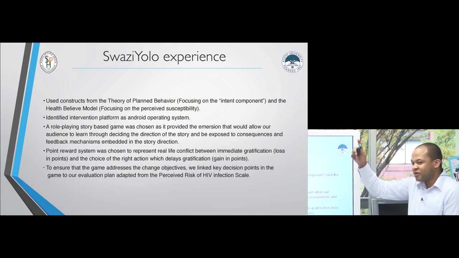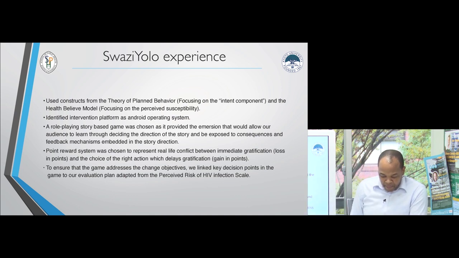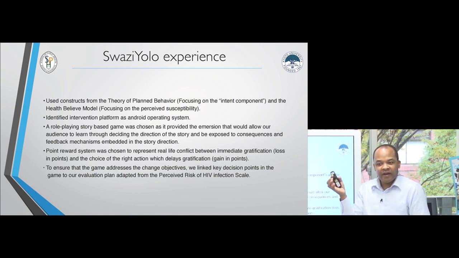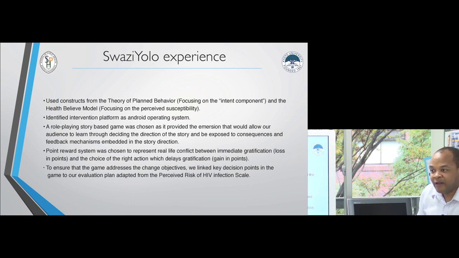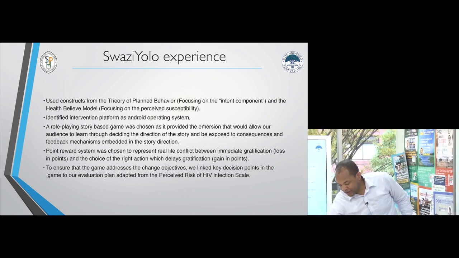And we decided on strategies, the point system and the reward system in the game, and ensuring that the game addresses the change objective is very important. So we linked key decision points in the game to our evaluation plan. This is also a very important component because the evaluation step is at the end, right? But the beauty of this model is that you don't start thinking about evaluation here. You finalize evaluation at this stage, but all throughout the process, you think about evaluation.